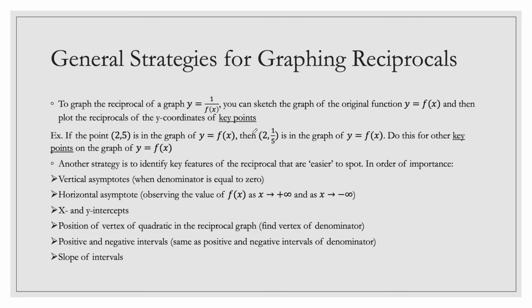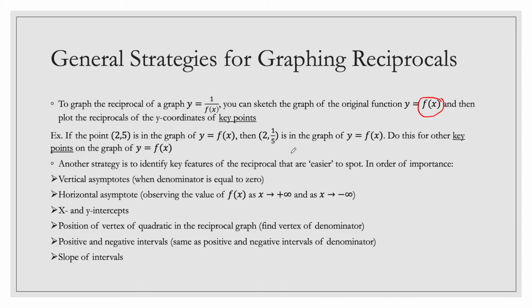Here are some general strategies for graphing reciprocals. To graph the reciprocal of the graph, 1 over f(x), you can sketch the graph of the original function, which is f(x), just like we did before, and then we can plot the reciprocals of the y-coordinates of key points. So as an example, if you know that (2, 5) is a key point on the graph, then you know its corresponding reciprocal point will be (2, 1/5).